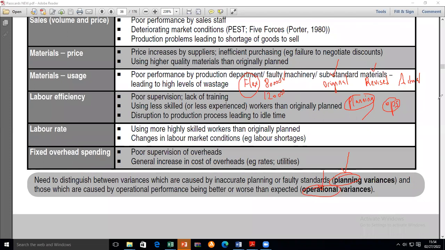But here we are saying a lot more may have changed. Prices may have changed. Inflation rates may have changed. Exchange rates may have changed. There may have been new technologies as well. So planning and operations analysis is done not just because of changing activity, but because of a whole lot of factors.